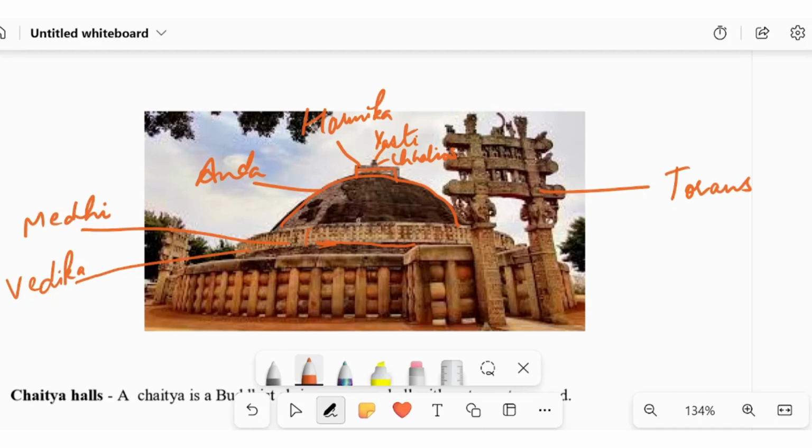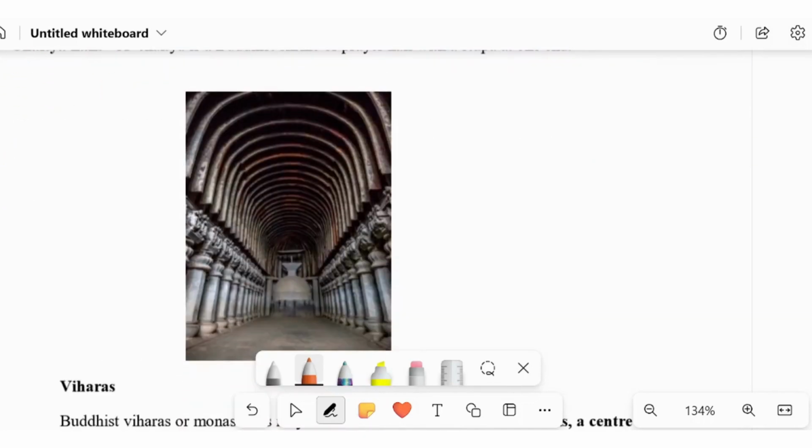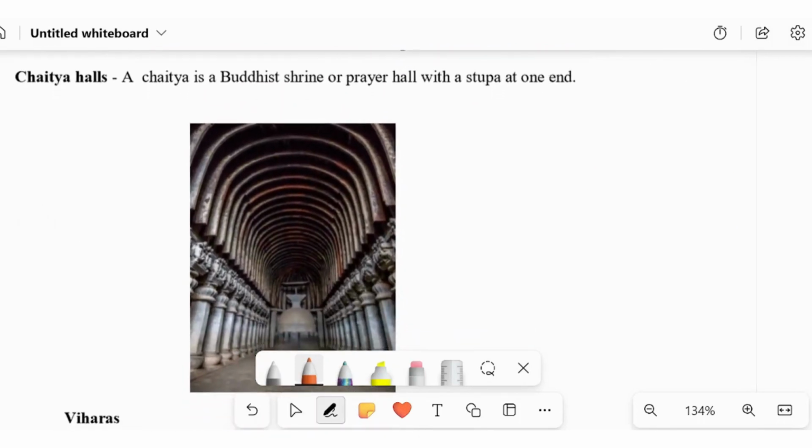Now, the next important structures related to Buddhism are the Chaitya halls. Chaityas are basically the Buddhist halls of worship. Here you can see an example of a Chaitya hall. At one end of this Chaitya, you can see a replica of a stupa. They are also referred to as Dagoba. Dagoba is basically a term used for stupas in Sri Lanka.